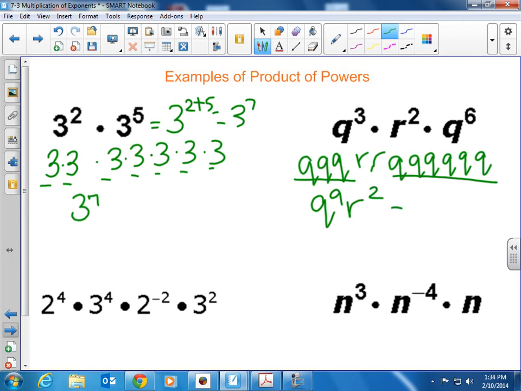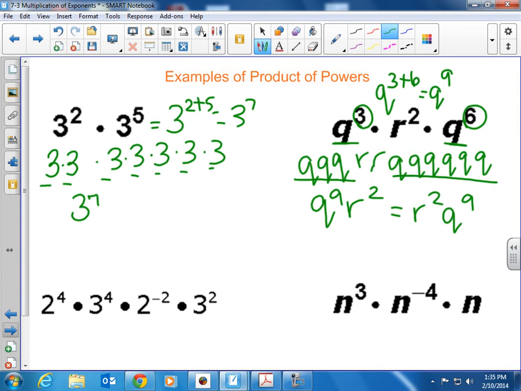This is the same thing, though, as r squared q to the 9th, right? Just like 2 times 3 is the same thing as 3 times 2. Doesn't matter which one we write first. Okay? Now I'm going to show you how I got this. I took q, my first base, and I added the exponents, 3 plus 6, to get q to the 9th. I didn't have to do that with the r's because that was the only r term that we had.